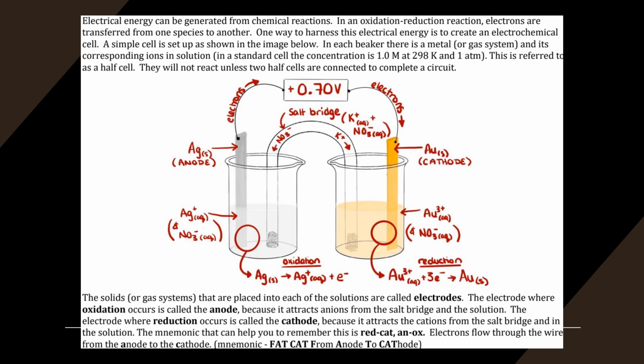Electrical energy can be generated from a chemical reaction. In oxidation-reduction reactions, electrons are transferred from one species to another. So a way to harness this is to use an electrochemical cell, and it's set up as shown below. You have two beakers, and you have a salt bridge connecting them. You also have your anode and your cathode, and along them you have a wire for the electrons to travel on, and it produces a certain voltage.